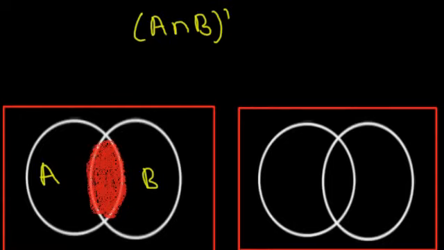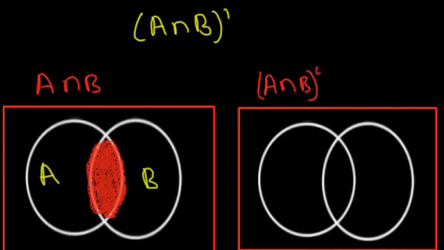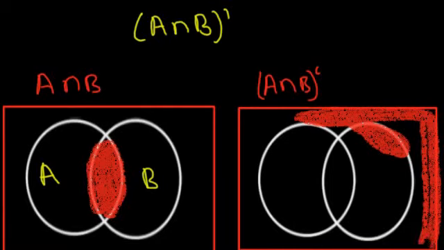Now let's focus on finding (A intersection B) prime. For the first diagram, we said it is A intersection B. Now, to find the prime, or complement, we need to shade all the regions excluding A intersection B, because that's what it really means: not A intersection B. Where are the regions that are not A intersection B? It turns out that all these particular regions are not A intersection B. So we have to shade the whole part, excluding the intersection alone.